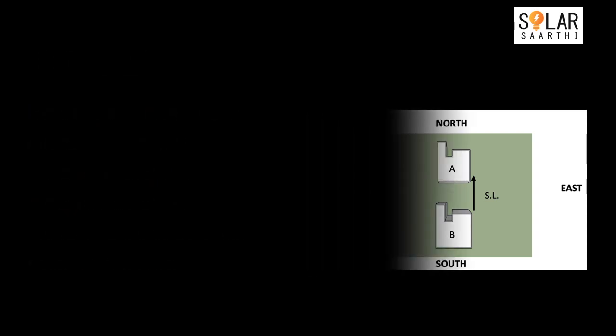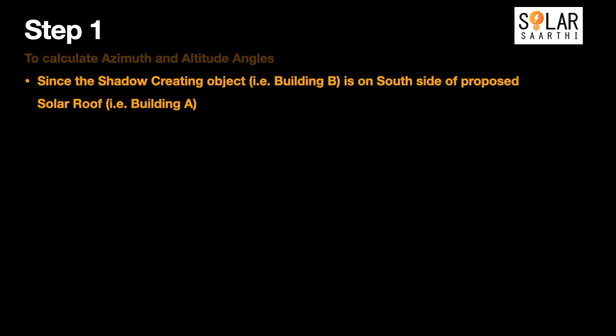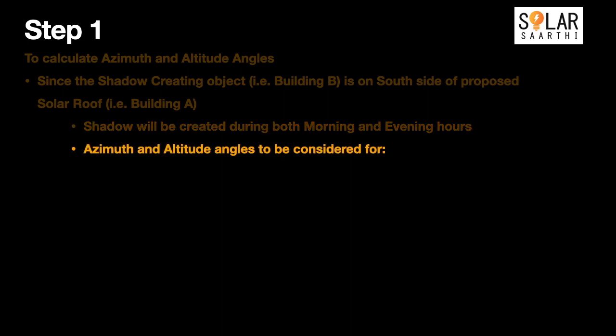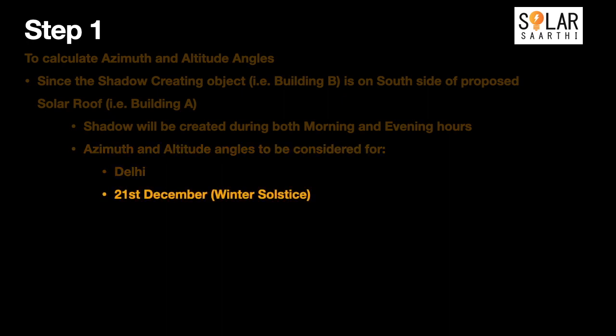Now moving to step 1, so we have to find the azimuth and altitude angles for this particular site. Now since the shadow creating object, that is building B, is on the south side of the proposed solar rooftop building, that is building A, so the shadow will be created during both morning and evening times. So the azimuth and altitude angles need to be considered for the Delhi location, 21st December, and now both morning time and evening time, that is 10 a.m. and 4 p.m. we'll have to consider.